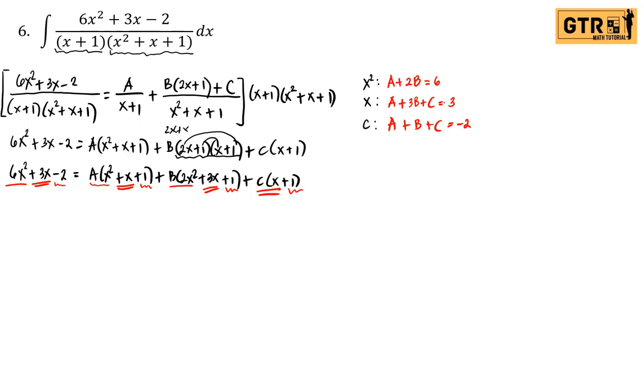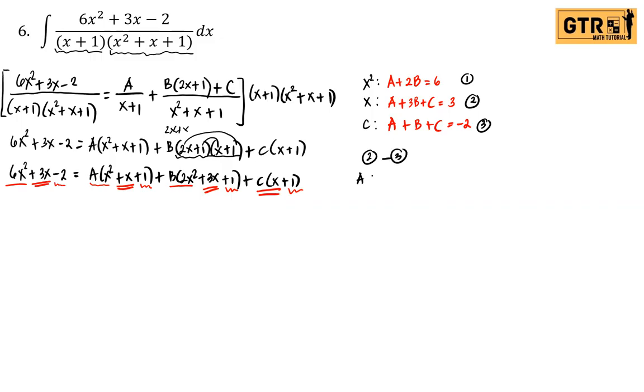Let's eliminate c in equations 2 and 3. So this is equation number 1, equation number 2, and equation number 3. By subtracting 3 from 2, we can eliminate c. So we have equation 2 minus equation 3.